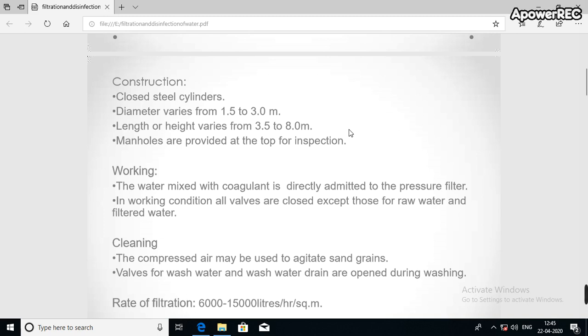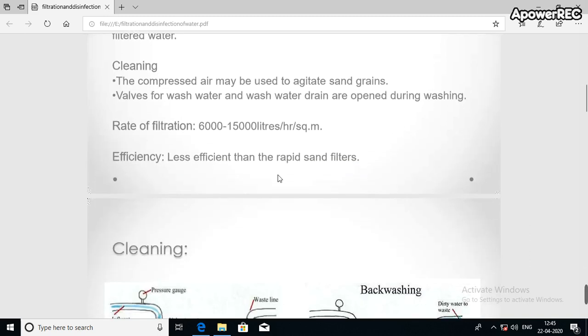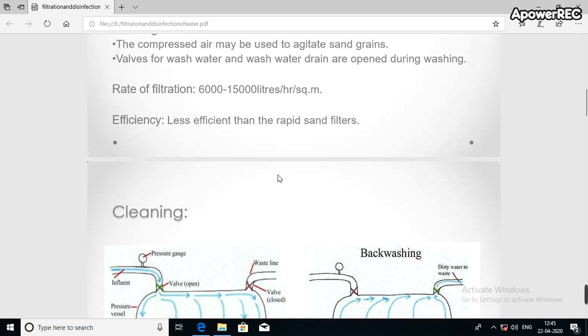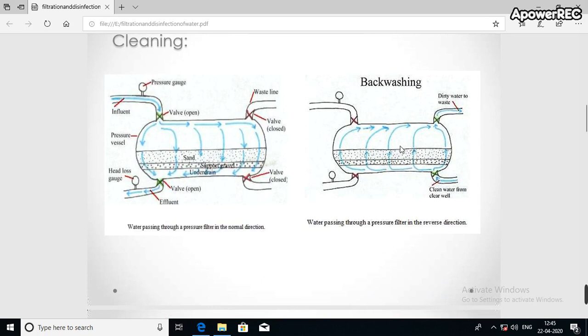With this process, the rate of filtration varies between 6,000 to 15,000 liters per hour per square meter of the filter. So the rate of filtration is very high compared to the gravity filter. However, this efficiency is slightly less compared to the rapid sand filter. The cleaning will be done with the help of backwashing. We do not need to worry about that. It is a diagram where they have shown the process of backwashing.